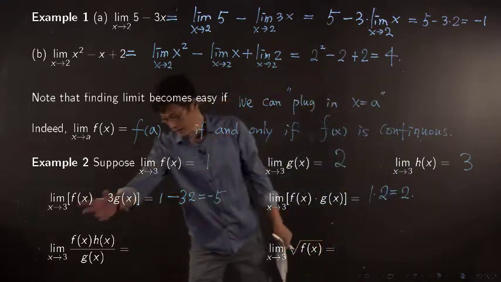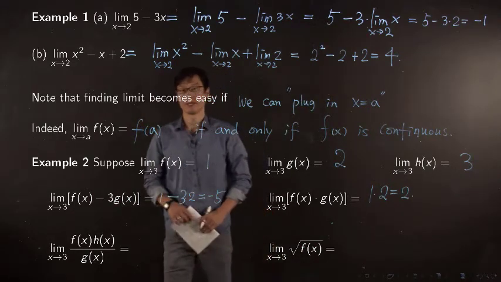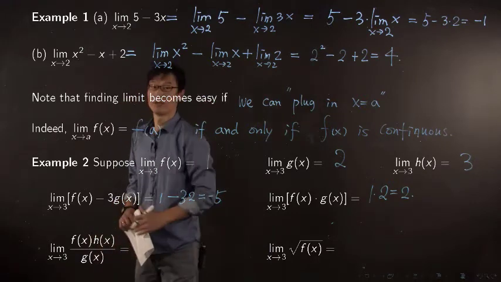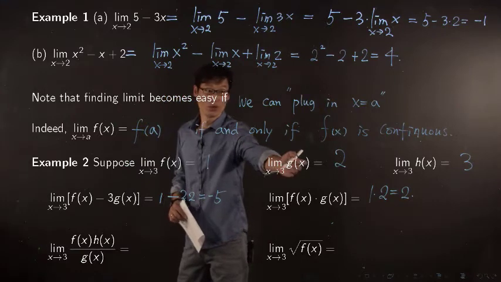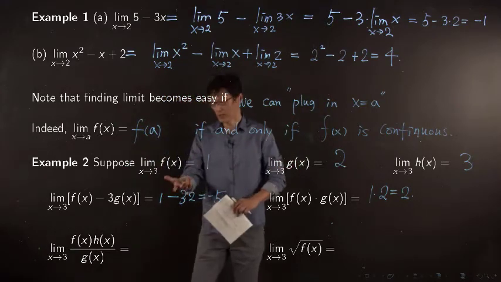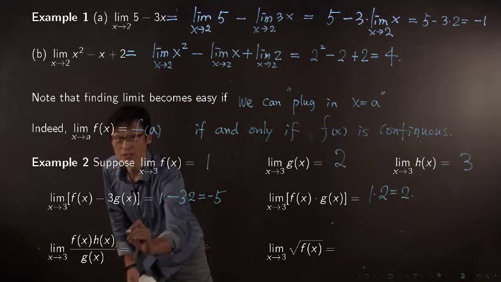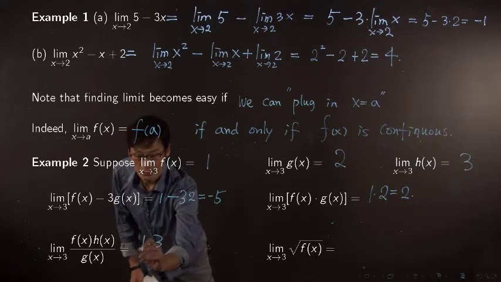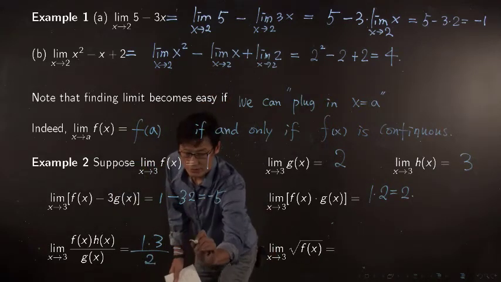For this complicated expression, we have f times h over g. One thing to check is the denominator. So the limit of g is non-zero. So we can simply plug in. Or you can use the property. The limit of f is 1, the limit of h is 3, the limit of g is 2. That's it. So 3 halves.